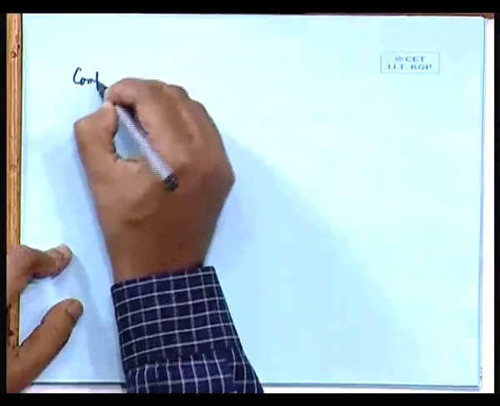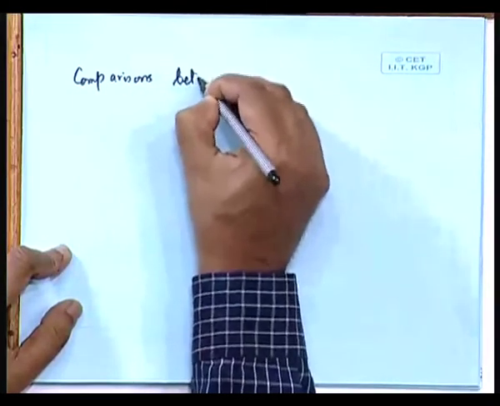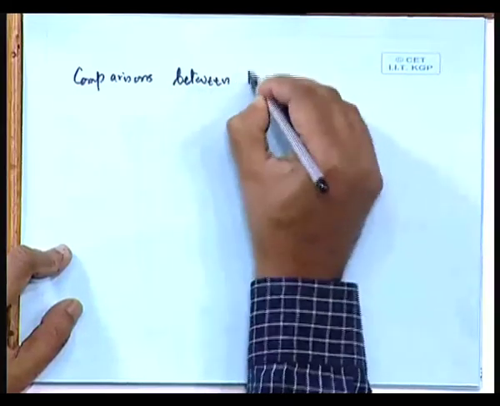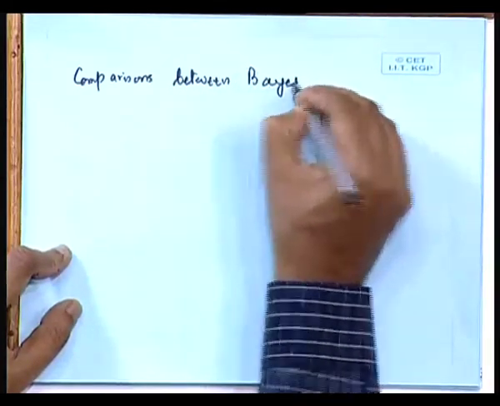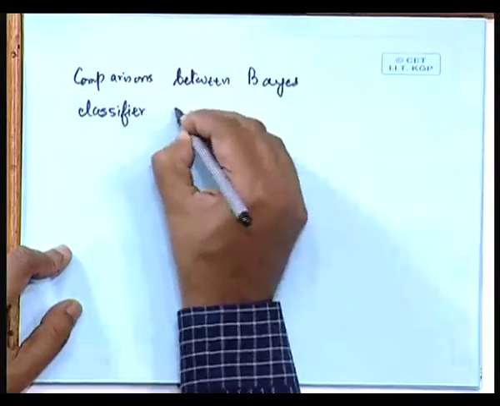So we can in fact just jot down a few points about its comparison. Most of it we already discussed. Comparisons between Bayes classifier and perceptrons.